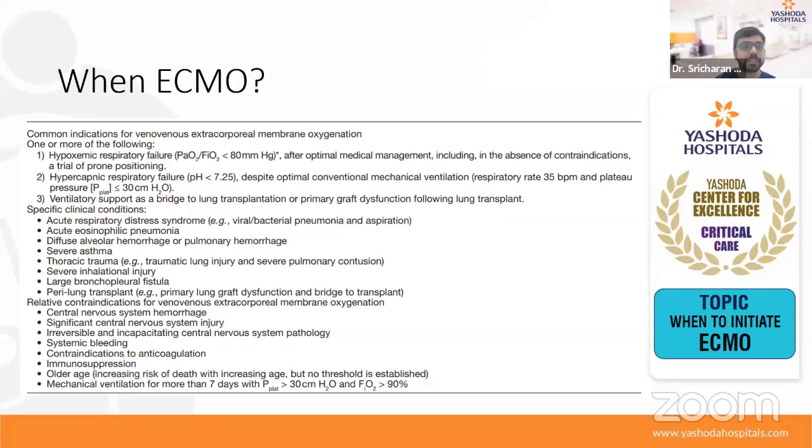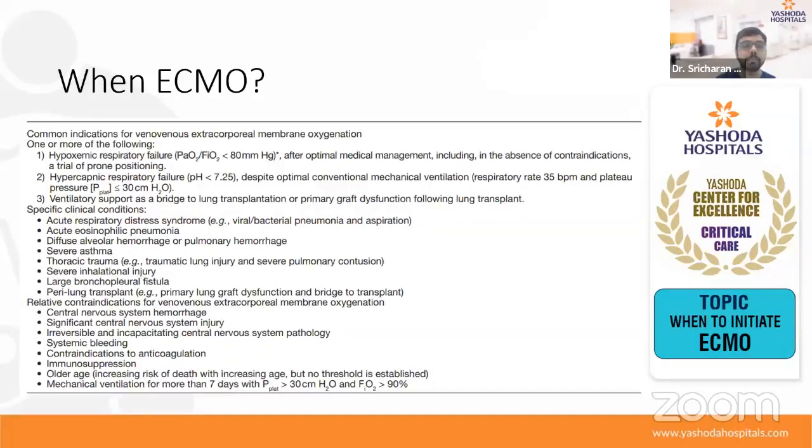If we see the indications of VV ECMO as per ELSO guidelines, it is ARDS with either hypoxemic respiratory failure or hypercapnic respiratory failure. Hypoxemic respiratory failure is defined as a PF ratio of less than 80 millimeters of mercury after optimal medical management and absence of contraindications. We have to remember that a trial of prone positioning is added here.